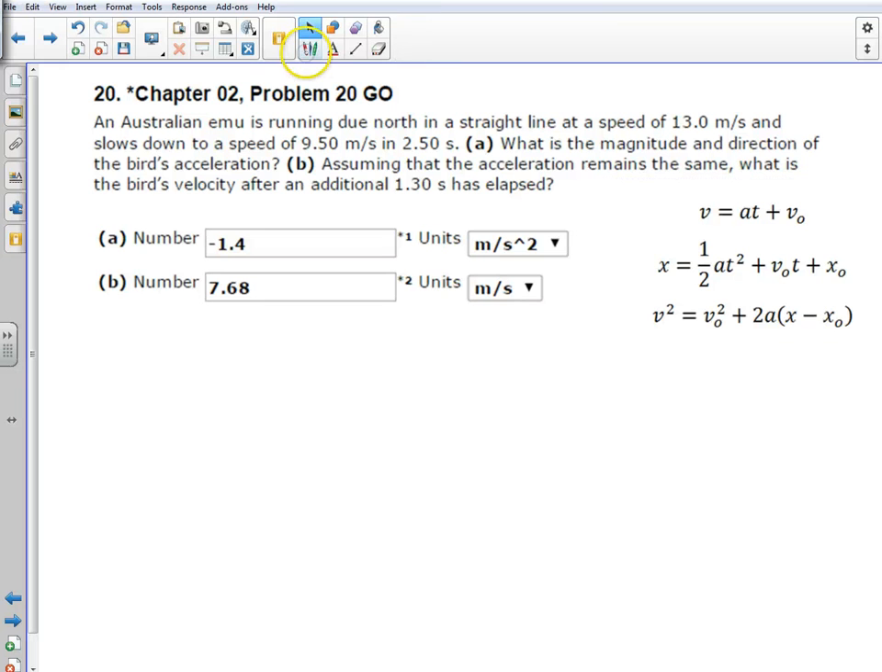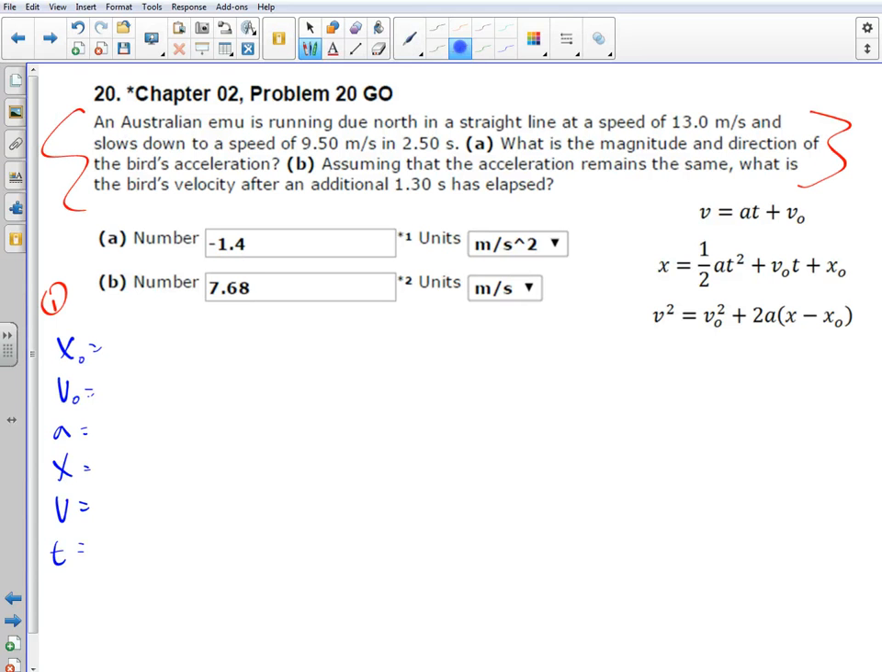What are you doing? Hopefully, what you've done is you've written XO, original velocity, acceleration, final position, final velocity, and time. That was the first step. Step one. Done. Then we go in and we read the problem. We try to make sense of the things that they give us in the situation and fill in as many of these as we can.